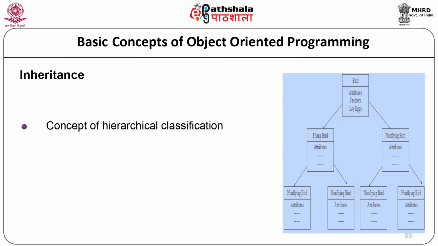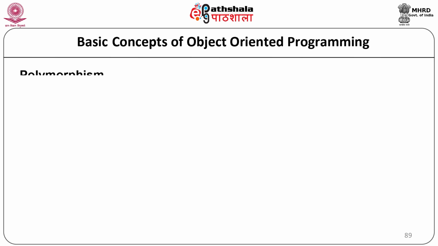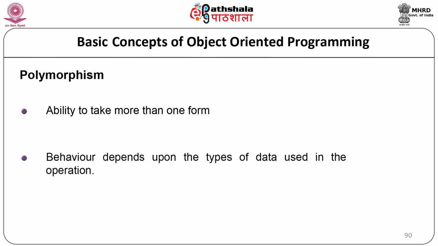In the example, the bird robin is a part of the class flying bird, which is again a part of the class bird. The principle behind this sort of division is that each derived class shares common characteristics with the class from which it is derived. Polymorphism is another important object-oriented programming concept. Polymorphism means the ability to take more than one form. The behavior depends upon the types of data used in the operation.